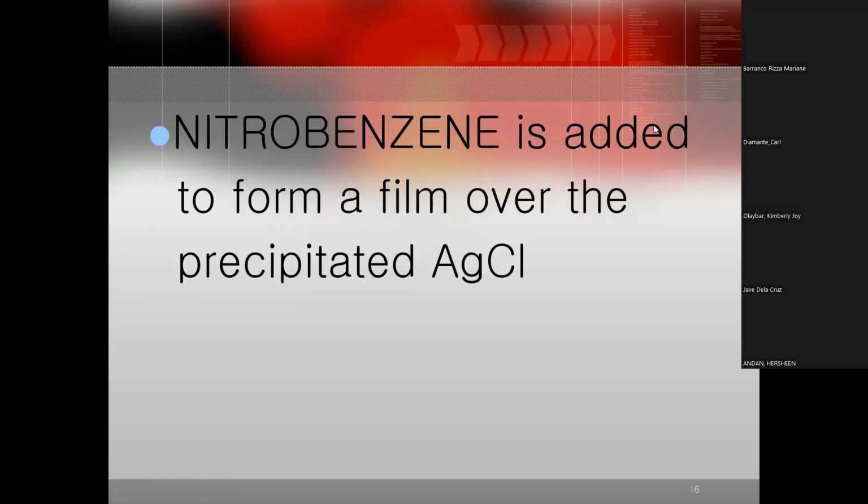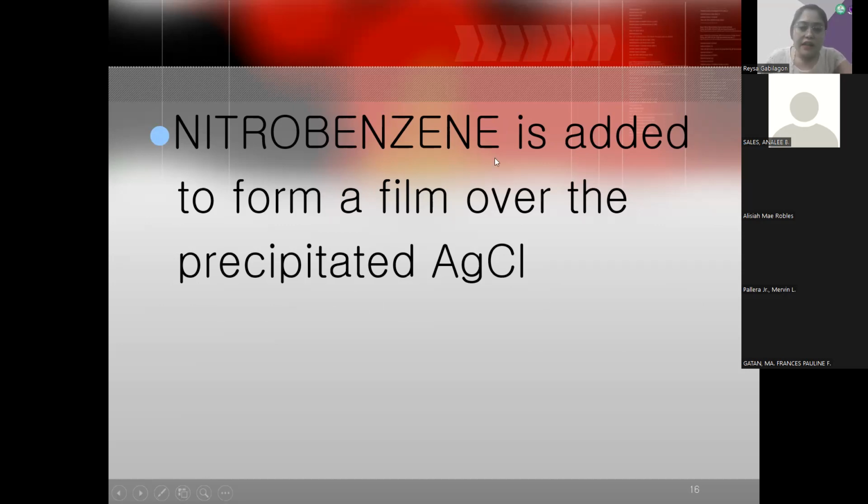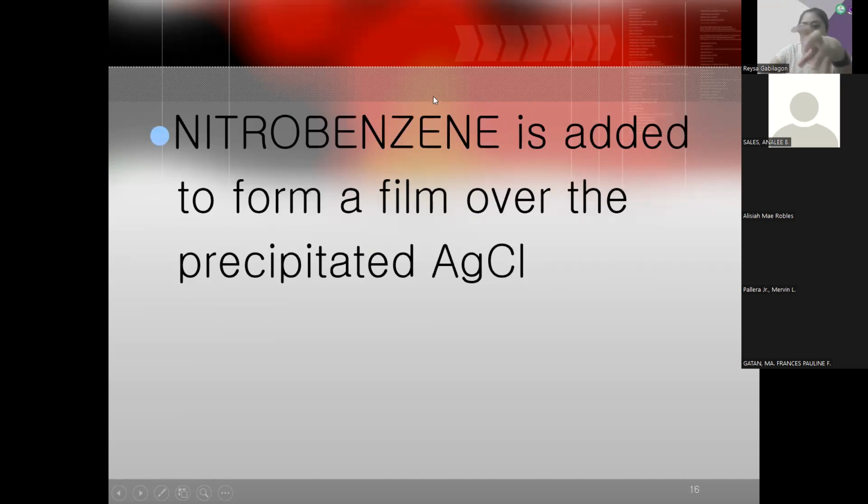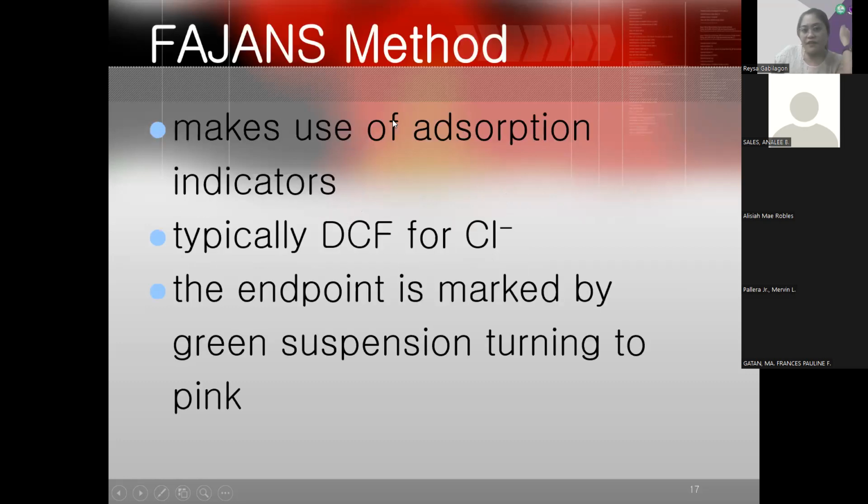Okay? So an additional thing that you have to know about the Volhard method. There are times that we are going to add nitrobenzene to the sample. The purpose of adding this is to form a film over the precipitated silver chloride. If we go back to our reaction, the first reaction will be between the silver and the chloride, forming the silver chloride. And always remember, class, this is a board exam question. Silver chloride is a white precipitate. So to film this, I mean to mask this, so that it will not cause variations in the results of the titration process, we're going to add nitrobenzene. For the exam question, that is it. Okay, that is for the Volhard method.